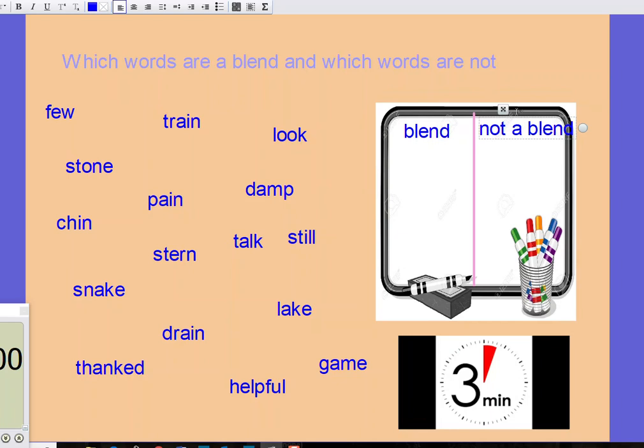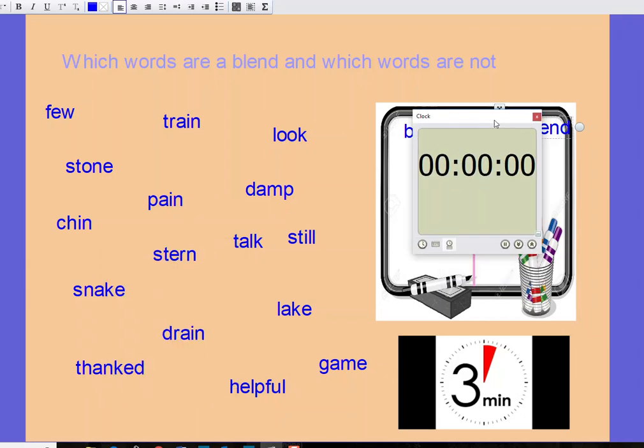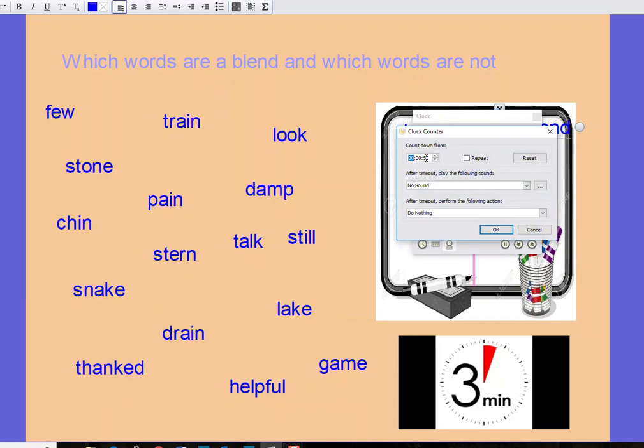So this will help you if your whiteboard looks like this to start with. So on one side, you're going to write all the words that do have a blend. And on the other side, you're going to write all the words that don't have a blend. Okay, now you've got quite a few to write. So I'm going to give you 3 minutes for this task. I'm going to move the clock in. Okay, I'm going to put it on a 3-minute timer now.